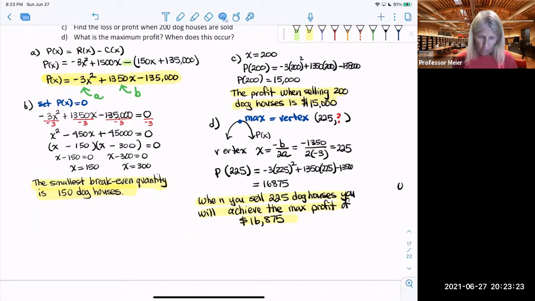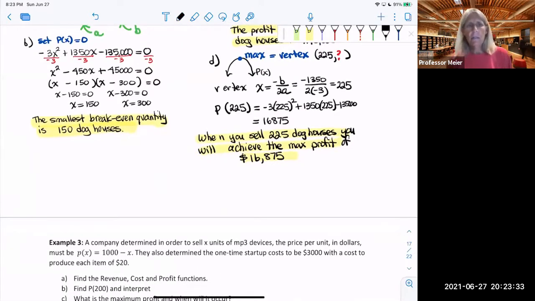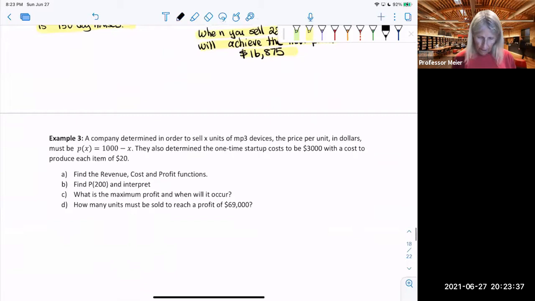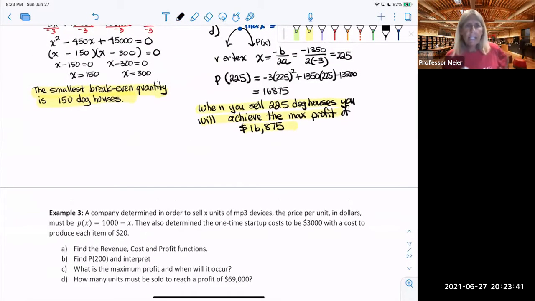Okay, we've got one last problem, I think, to go here. And then I think we've got it. Let's bump down to the next one. Oh, yeah. Another profit, revenue, and cost function. Let's get this guy set up. Let me leave that for a second so you can see that in case you need it. All right, so example 3 is where we're going to stop. We're going to do one more, and then I think we'll be good.